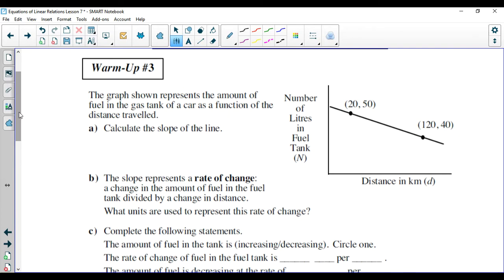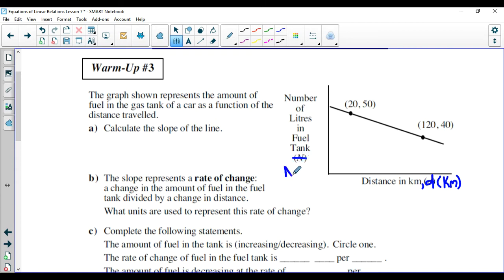Okay, next page. We've got another example here. Okay, it says the graph shown represents the amount of fuel in the gas tank of a car as a function of distance traveled. Now, they actually have the units written incorrectly on the graph here, so let's fix this. So it says distance in kilometers. Well, distance, D would be the variable that's being used to represent distance. Okay, so I could write down comma D, but the units are kilometers. Okay, so I'll put the units in brackets here.